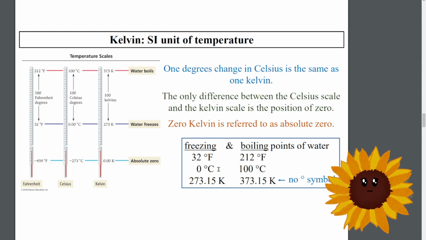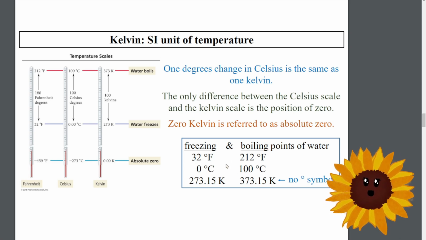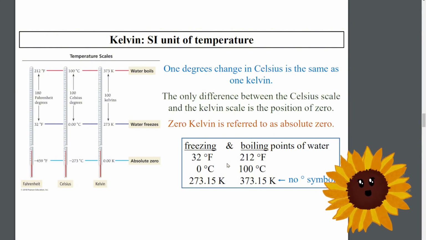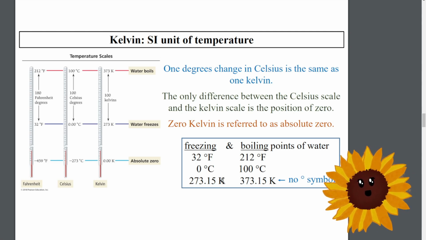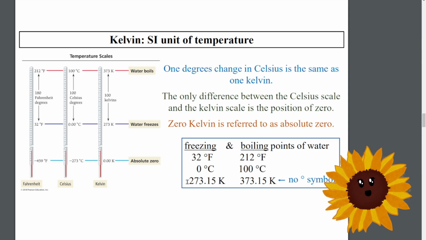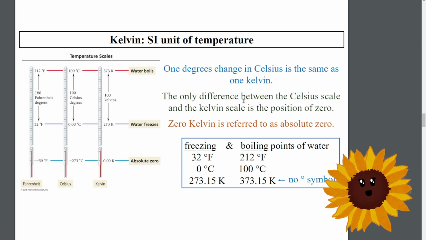273.15, all right? You guys are not going to be using Fahrenheit a lot. There's going to be some initial conversions most likely for you guys to learn how to calculate between Fahrenheit and Kelvin, but the most conversions you're going to be doing is between Celsius and Kelvin. Kelvin is important in chemistry, and it's going to be a lot more widely used. It's more accurate. So the only difference between the Celsius scale and the Kelvin scale is the position of 0.